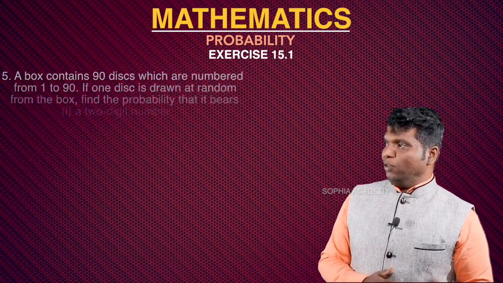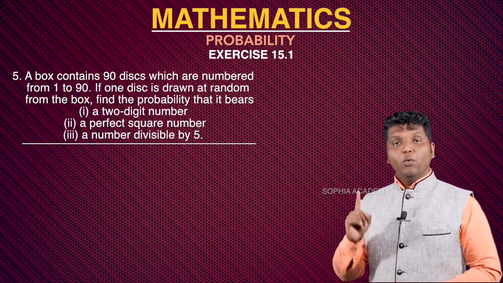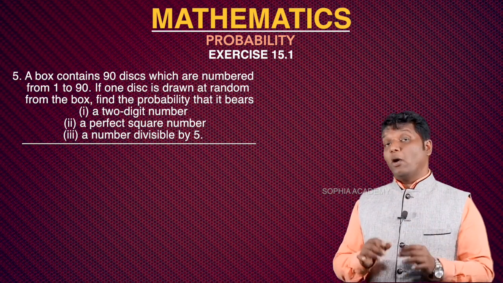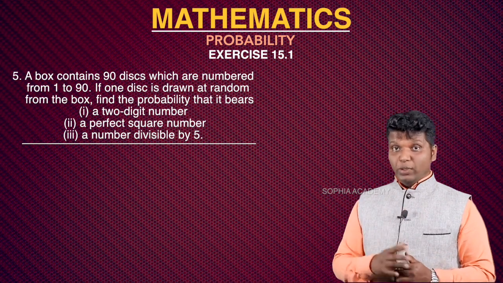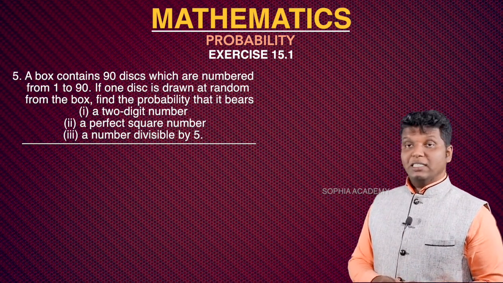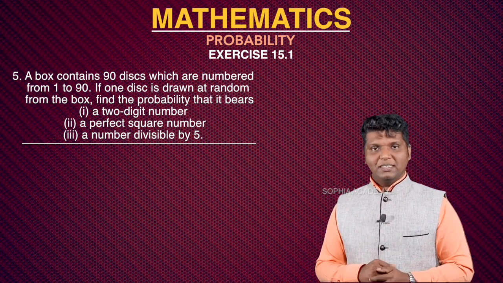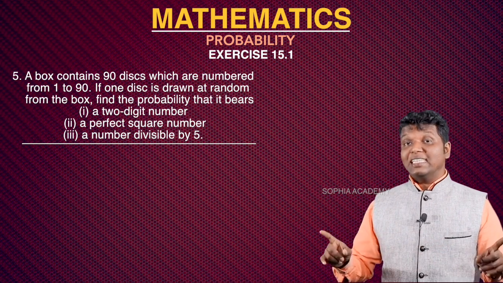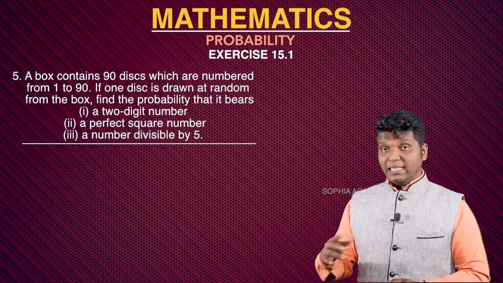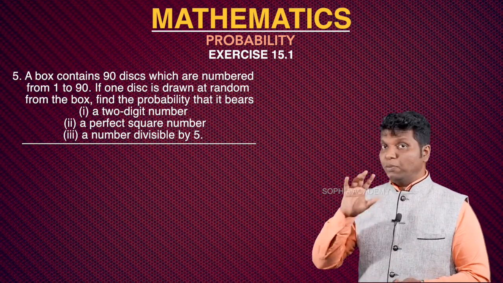Now, one more question from this side. A box contains 90 discs numbered from 1 to 90. If one disc is drawn at random, find the probability that it bears a 2-digit number, second, a perfect square number, and finally a number which is divisible by 5. So this single question is divided into 3 subdivisions. Just imagine that there are 90 discs which are numbered 1 up to 90: 1, 2, 3, 4, 5, like this. 90 discs are there, and on the discs you have written the numbers 1, 2, 3 like that, up to 90.